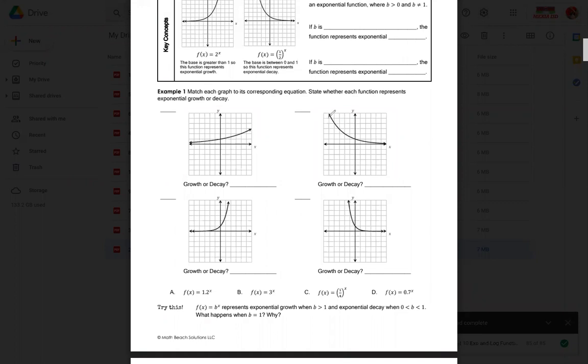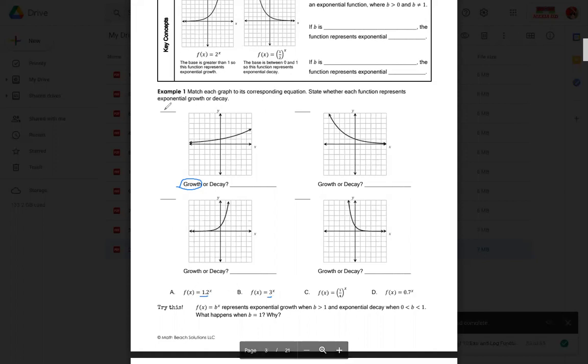Same thing here with your decay. Since this line is going down, and this one's going down, it's whichever one goes down faster. That's how you can tell which one is a smaller number. Basically, the smaller the number, the steeper the graph on decay. So we kind of already just described these. This one right here is a growth. Looking at your growths down here, 1.2 is greater than 1, and 3 is greater than 1, so both of these are growths.